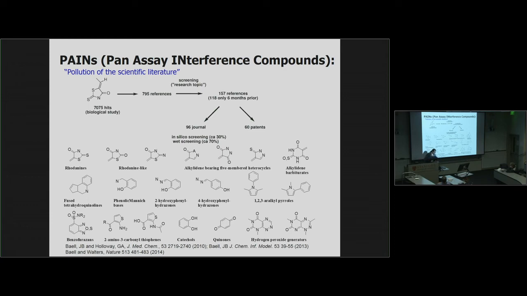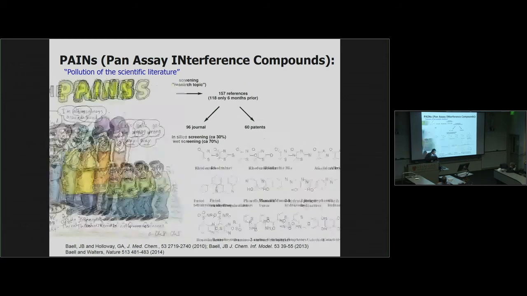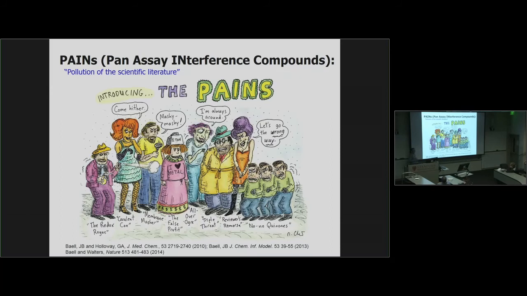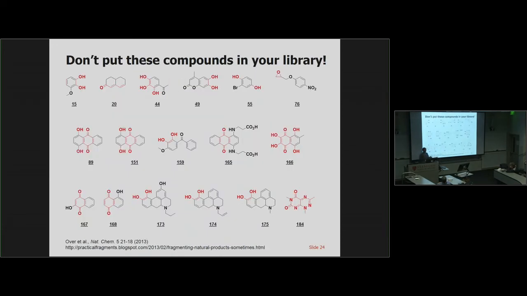And Mike Walters and Jonathan Baell wrote a really nice comment in Nature a few years back, where they came up with this notion of PAINs as chemical con artists. All of these look like genuine hits, and they might actually even exhibit some SAR, but you can imagine if you follow any of these characters for very long, they're probably going to lead you to a fairly unpleasant place, and you might want to avoid them. And I think the easiest way of avoiding them is just not putting them in your library in the first place.